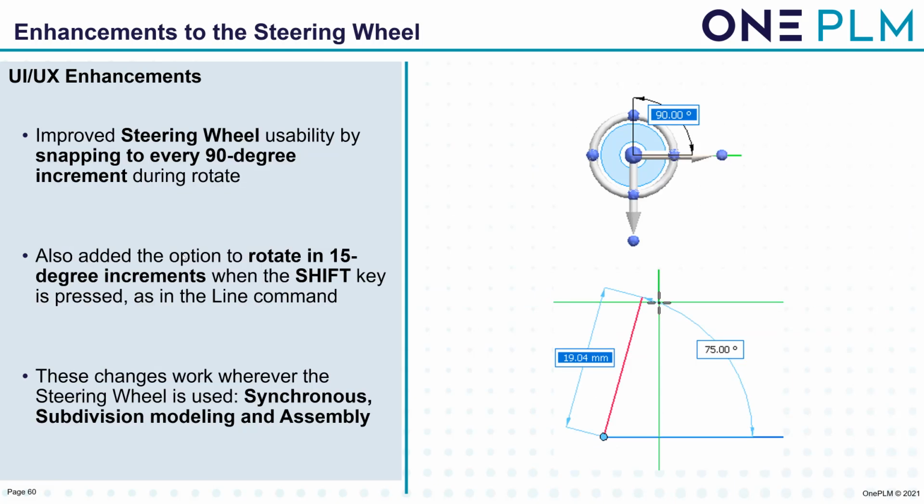Okay, enhancements to the steering wheel. Improved steering wheel usability by snapping to every 90-degree increment during rotation. Also an addition, an option to rotate in 15-degree increments when the shift key is pressed, same as the line command. These changes work wherever the steering wheel is used: synchronous, subdivision modeling, and assembly modeling.